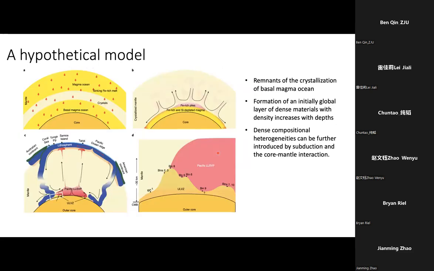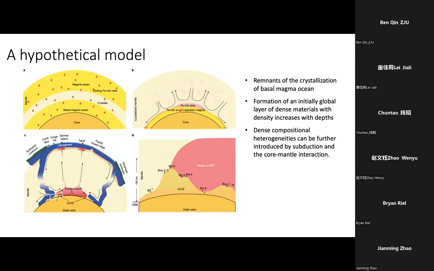Based on the seismic observations, modeling work and geodynamic simulation, they proposed this hypothetical model to explain everything. They basically attributed it to the remnants of crystallized basal magma ocean. In this model, the magma initially crystallized in the middle of the magma ocean. Then there is a depletion of light material such as silicon, and I think the residual is an iron-rich magma, and this can cause some density difference. With more iron, it makes sense to have a higher density at greater depths.